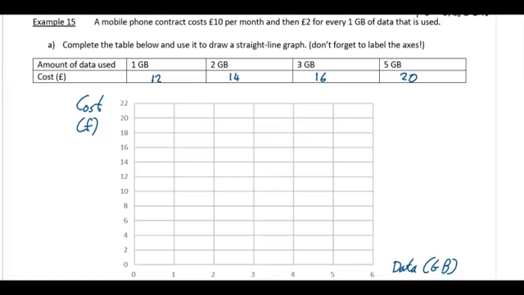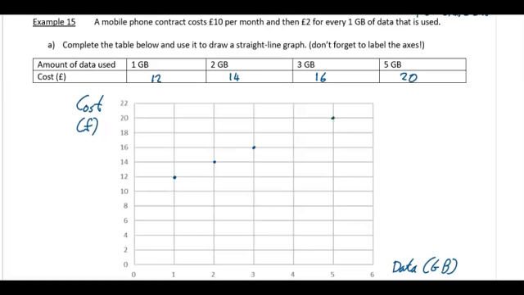We are now ready to draw our graph, so we're going to put in these 4 points. So at 1 gigabyte it costs £12, at 2 gigabytes it costs £14, at 3 gigabytes it costs £16, at 5 gigabytes it costs £20. So we're just going to plot those 4 points now. So at 1 gigabyte we're here, we're at 12, at 2 gigabytes we're here, we're at 14, at 3 gigabytes we're at 16, and at 5 gigabytes we're up here, we're at 20.